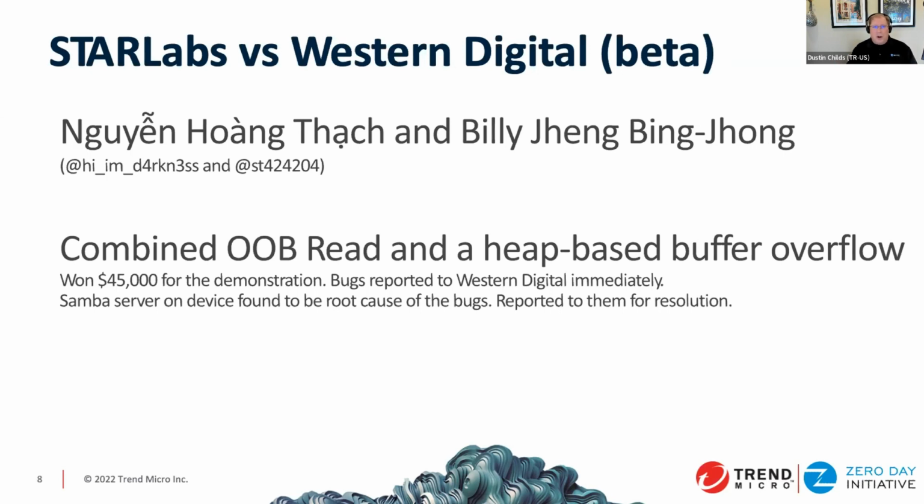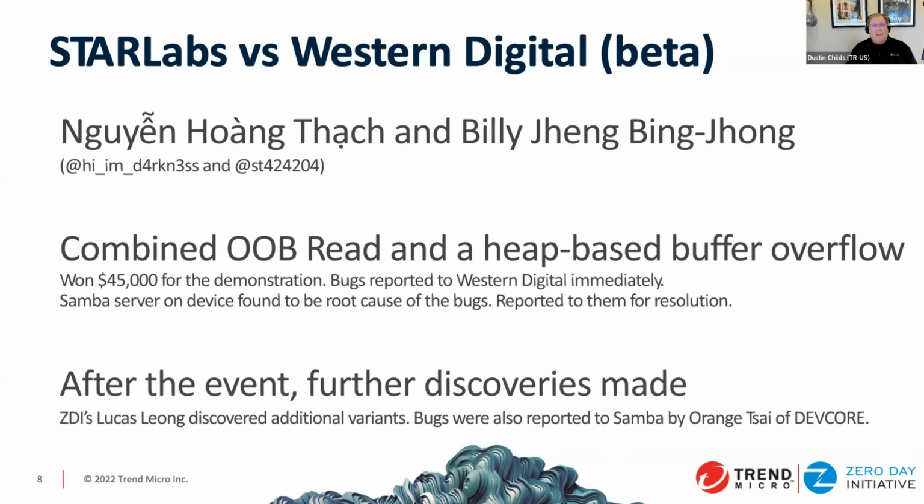Samba, of course, is a third party. It's not owned by Western Digital. So they reported the bugs to Samba for resolution. After the event, we have our own security researchers that do their own investigations. One of them, Lucas Leong, found variants. In other words, Wen and Billy used A, but Lucas said, hey, A works, B can work too for the bugs. And then when Samba published their advisory, we learned that Orange Tsai of DEVCORE had also discovered some of these things and reported them independently.